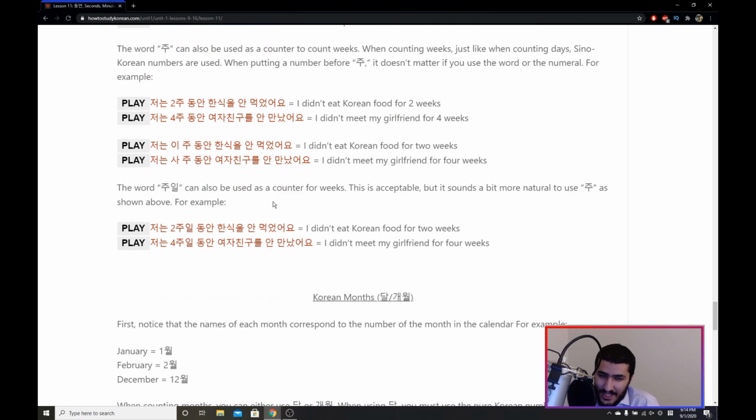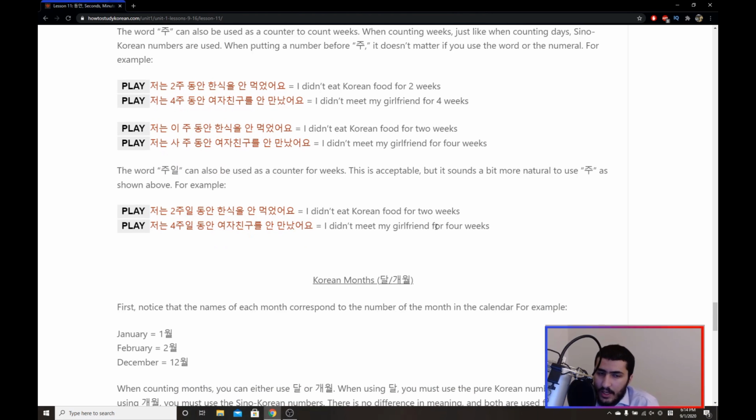The word 주일 can also be used as a counter for weeks. This is acceptable, but it sounds a bit more natural to use 주 as shown above. So I'm not sure what he's talking about. The word 주일. Okay. It can be used as a counter, but it's a bit more natural just to use 주, like here. So here's just a couple examples.